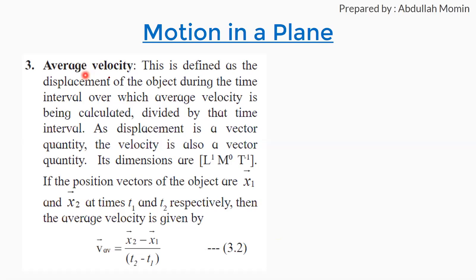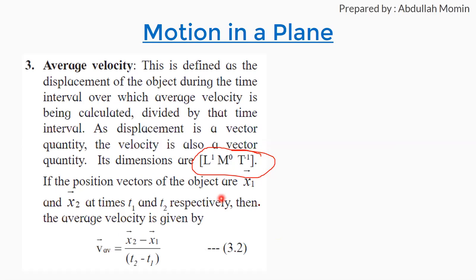Next, average velocity. This is defined as the displacement of an object during the time interval over which average velocity is being calculated, divided by that time interval. As displacement is a vector quantity, the velocity is also a vector quantity and its dimension is L^1 M^0 T^-1. We have studied this in our chapter number 1, that is units and measurement.